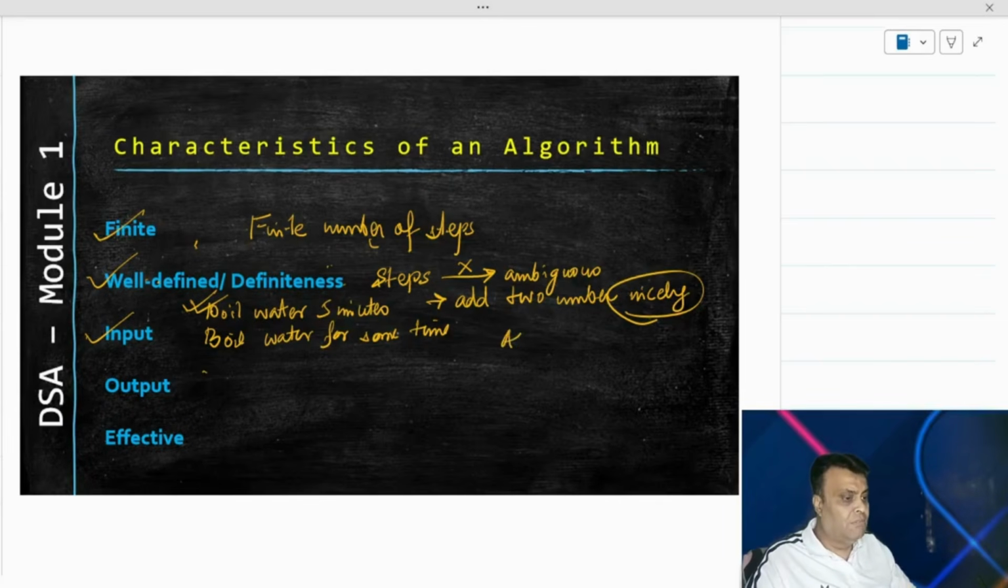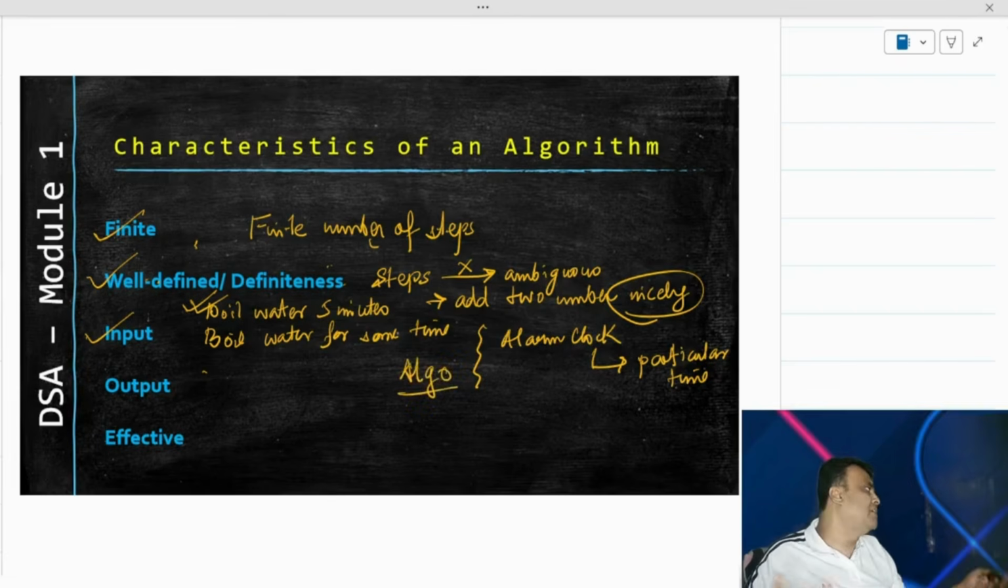Let's say alarm clock. An alarm clock will always buzz at a particular time, right? So it will buzz at a particular time of the day. That particular buzzing creates an algorithm, right? It does a step of activities to reach a desired outcome. That's what we understood of the definition of an algorithm. So an alarm clock at a particular instant of time is actually helping us to do it.